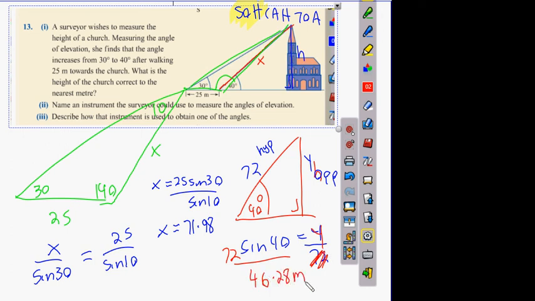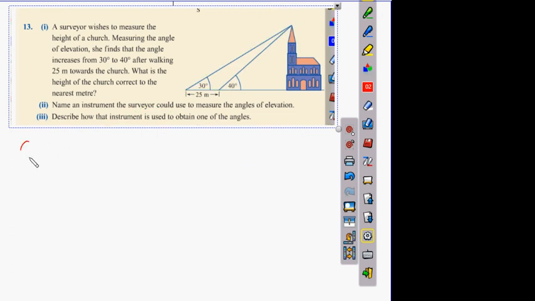46.28. Now guys, it's very important that you answer parts 2 and 3. They're really easy marks. In parts 2 and 3 what I ask you is, what type of instrument is used to measure the angle? It's called a clinometer. You would have seen me use it before. What does it look like again?